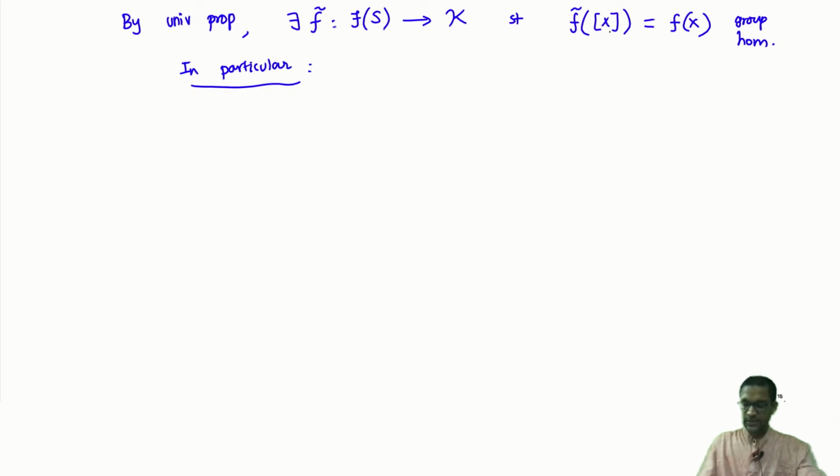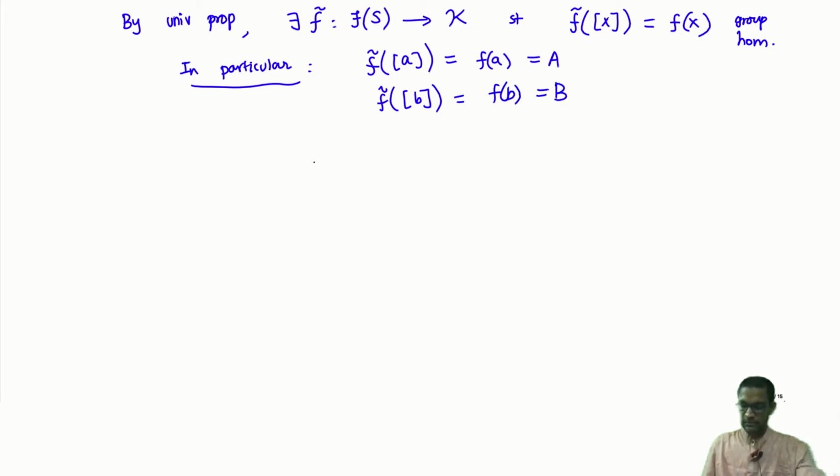So, I'll take X to be A and B, those two specific elements. f tilde of A gives me f of A, that's my element capital A in K. f tilde of B is my element f of B, which is capital B. Now, let's get our contradiction. Let's go back to the original question.